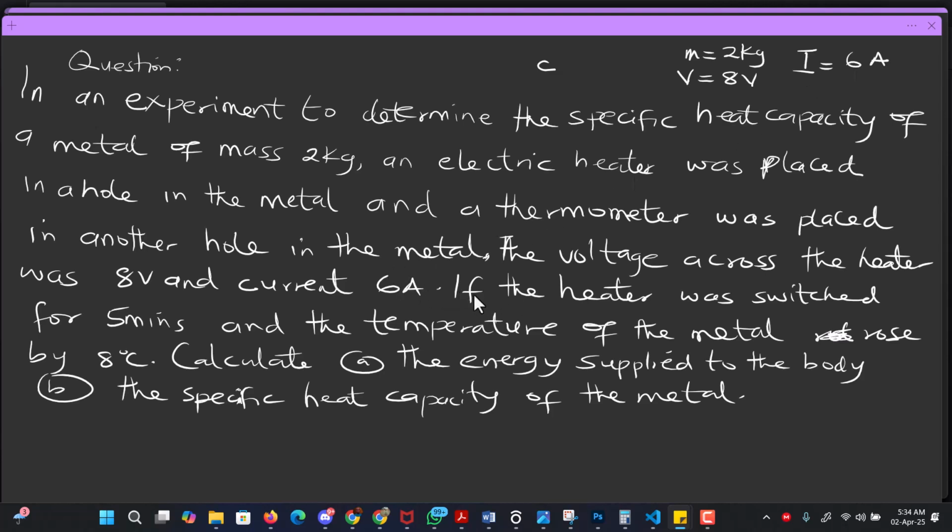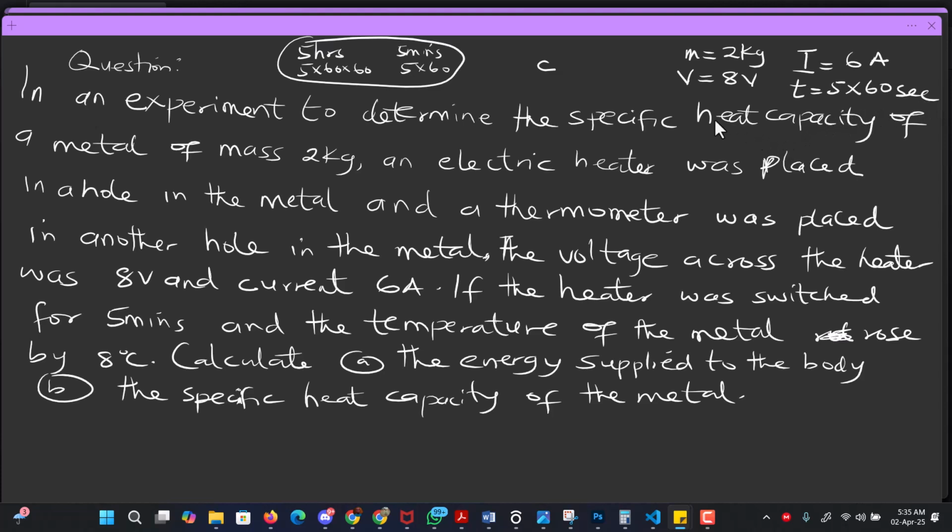Now they said the heater was switched on for how long? 5 minutes. So my time in this event is 5 minutes, and I can convert it to seconds by multiplying by 60. If you had 5 hours and wanted to convert to seconds, you would say 5 times 60 times 60. But for 5 minutes, just say 5 times 60 alone. So let's leave this aside, and I'll put my time in seconds here because it's going to be in seconds.